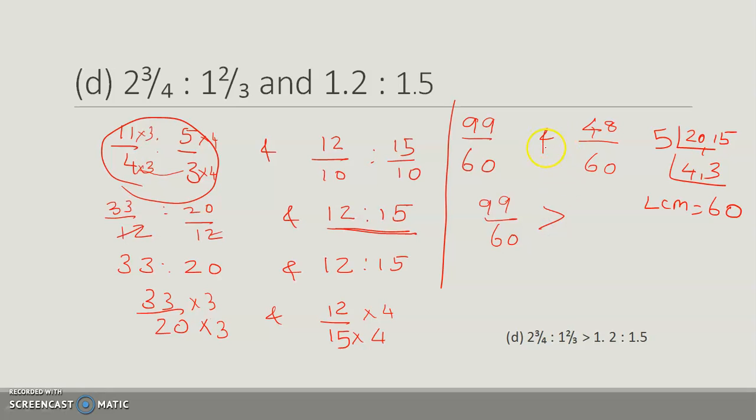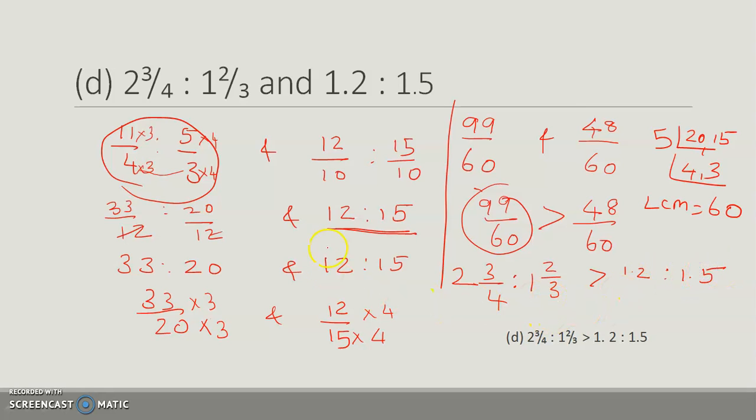Now I am not using the symbol. Now I am using 99 by 60 is greater than 48 by 60, which is equivalent to this 99 by 60. First ratio: 2 3 by 4 is to 1 2 by 3 is greater than 1.2 is to 1.5.